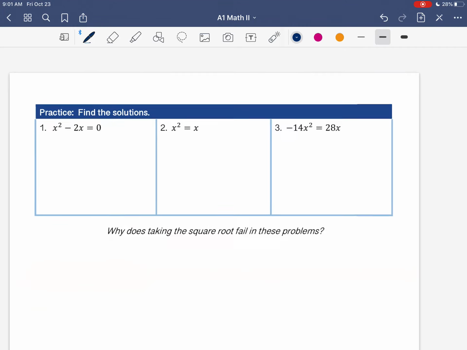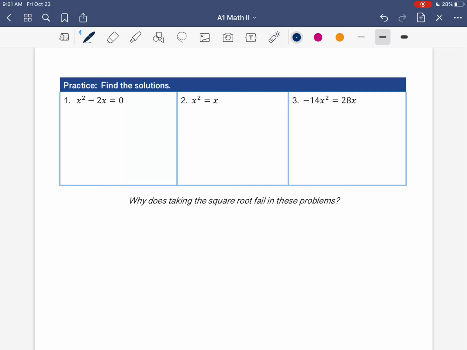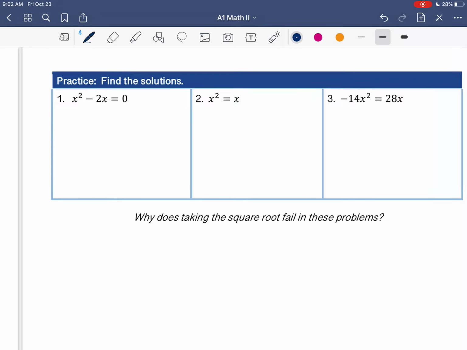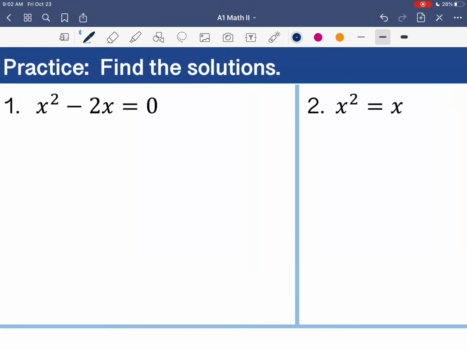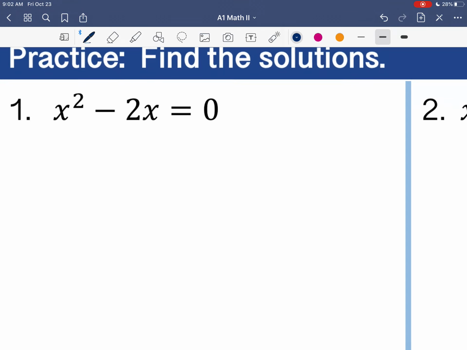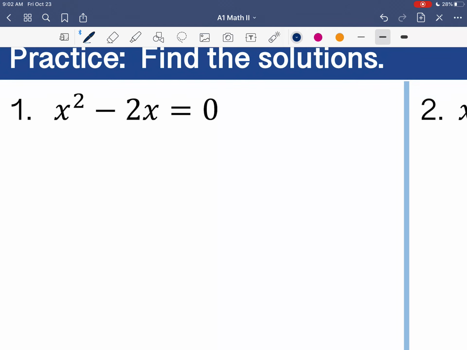And we already sort of talked about this question, why does taking the square root fail in these problems? We talked about why we can't isolate the x in these problems. The reason is there are two occurrences of x. We can't isolate when there are two. It makes our isolation step impossible. So notice again there's no constant term here, and actually they're already all moved over so it equals 0. That's our first step.